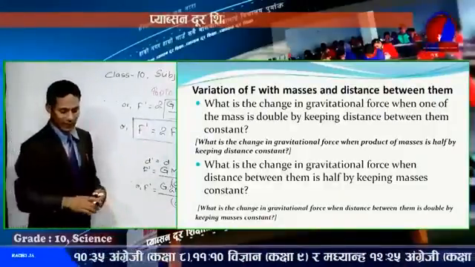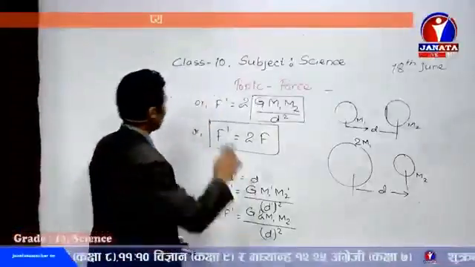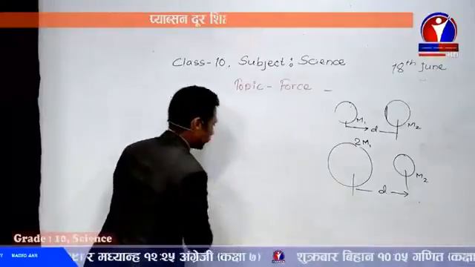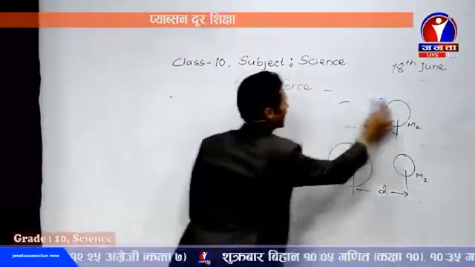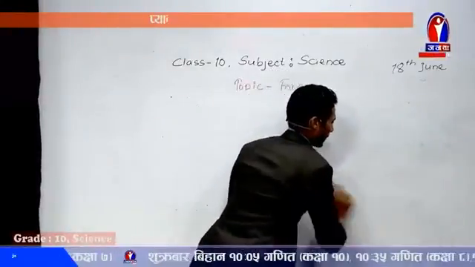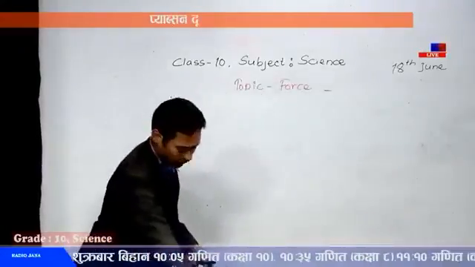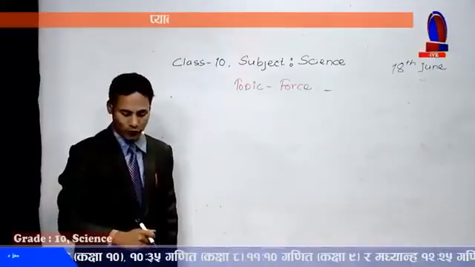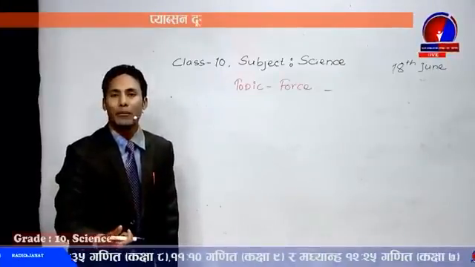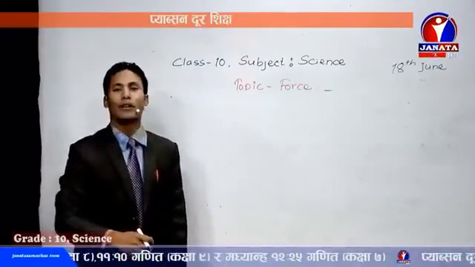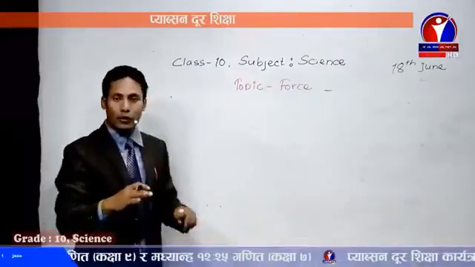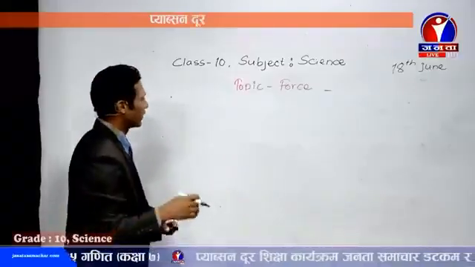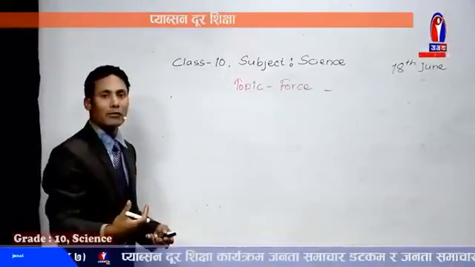And next one is there. Next, let's check the distance. What effect will there be when we change the distance? Let's see. Now the next question: what is the change in the gravitational force when the distance between them is halved, keeping the mass constant? So we are going to decrease the distance. Distance is decreased by half. Then what kind of changes are there in the gravitational force?